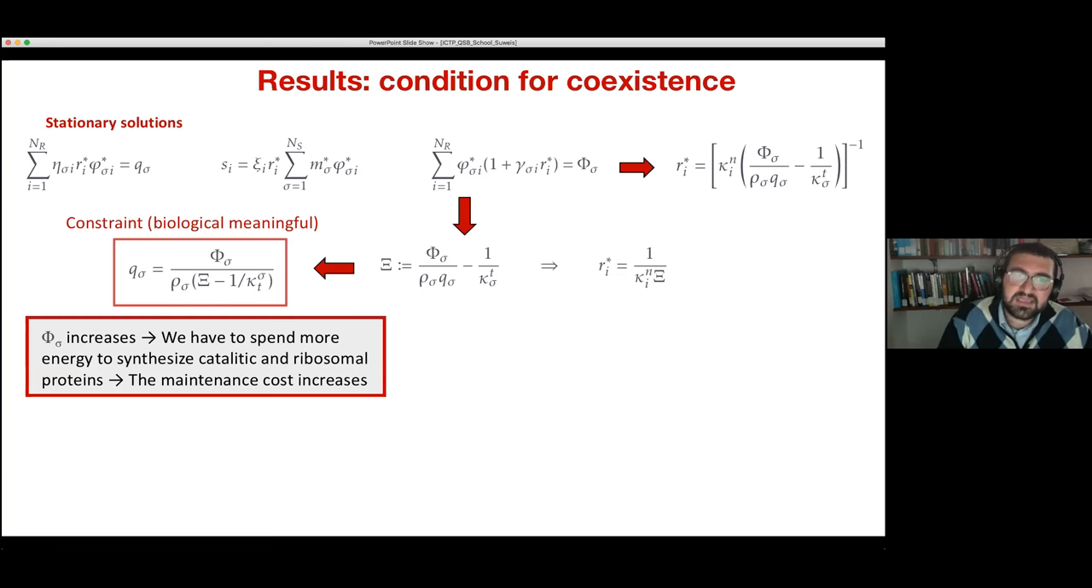And this is just a condition. This condition must be fulfilled for the stationary solution to make sense. If this is not fulfilled, you don't have the stationary solution. This is not enough for having coexistence.